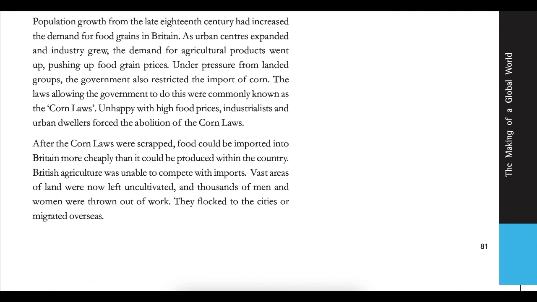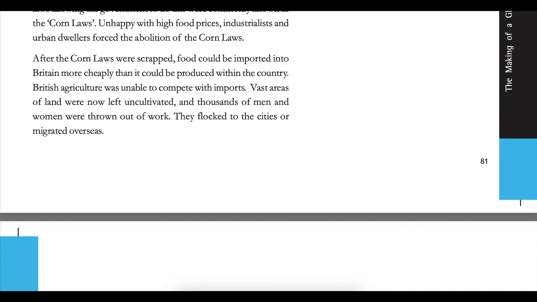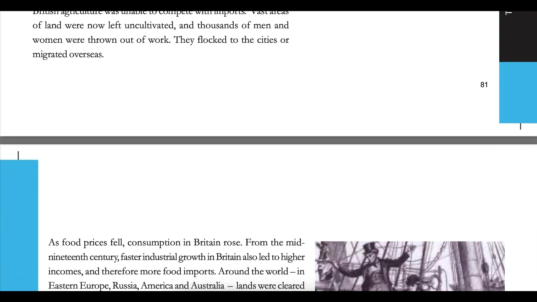Unhappy with high food prices, industrialists and urban dwellers forced the abolition of the Corn Laws. After the Corn Laws were scrapped, food could be imported into Britain more cheaply than it could be produced within the country. British agriculture was unable to compete with imports. Vast areas of land were now left uncultivated and thousands of men and women were thrown out of work. They flocked to cities or migrated overseas.